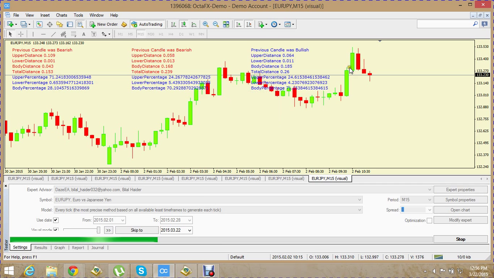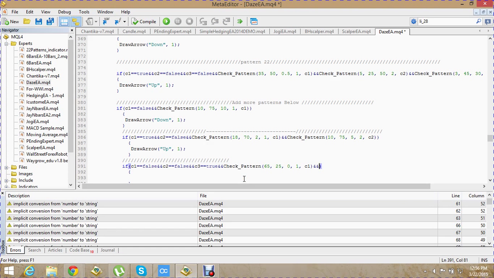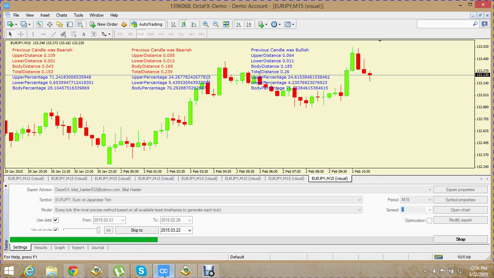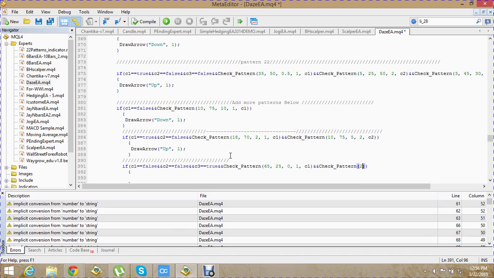Now we'll add this candle. For the upper percentage we'll take 20, 65, and 3. We'll pass 2 and C2.